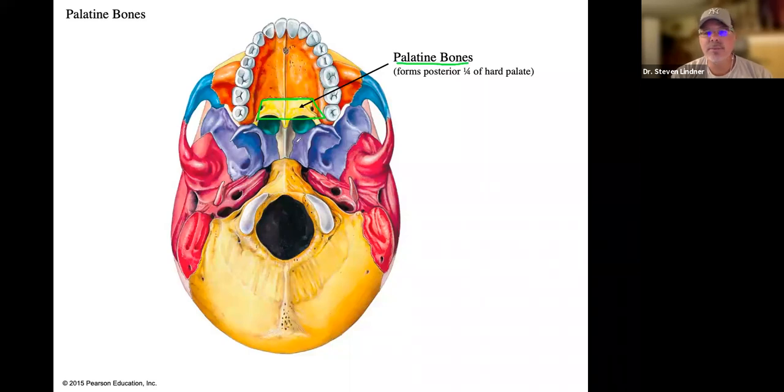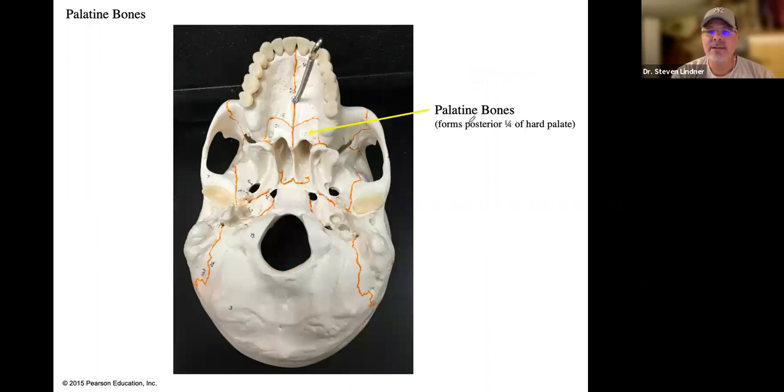Now, what's really cool about this is from underneath, look here, we can see this and this. This is the medial pterygoid process. Here's the lateral pterygoid process. That's where the internal pterygoid muscle and external pterygoid muscle, which are involved in chewing, also known as mastication, will attach. Here's the palatine bones. Again, it's the posterior 1/4 of the hard palate.